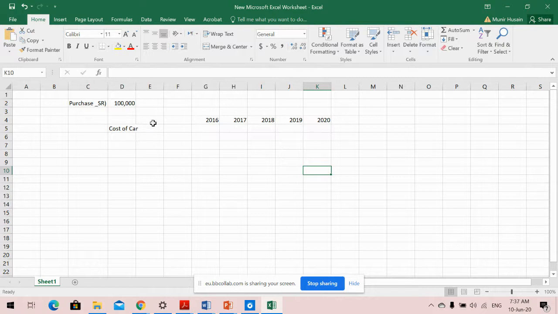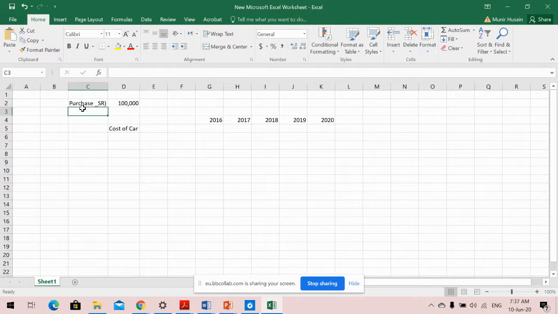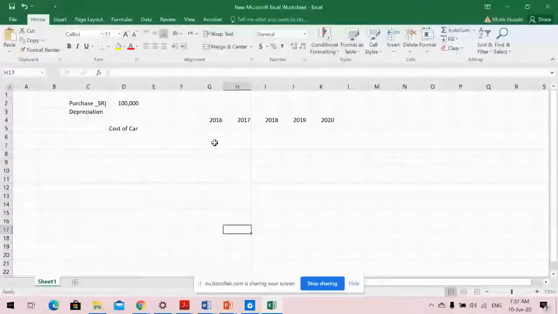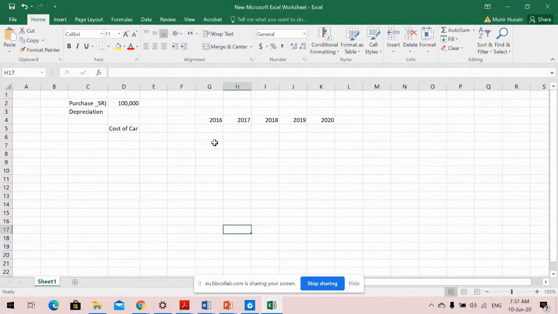The cost of the car is this one. Now, how we calculate depreciation? We don't know how much value of the car is reduced every year. So whenever we purchase a car or equipment, remember, very important concept, we calculate depreciation for fixed assets or non-current assets. Inventory is not going to depreciate. There is no depreciation for inventory. Depreciation is for buildings, plant, equipment, those fixed assets.